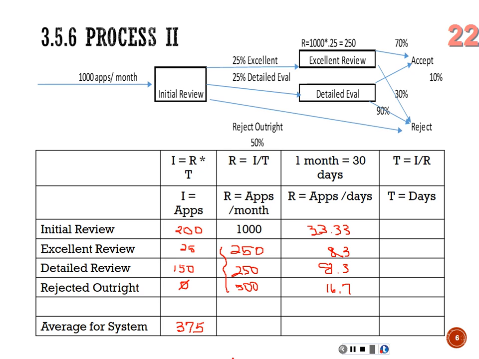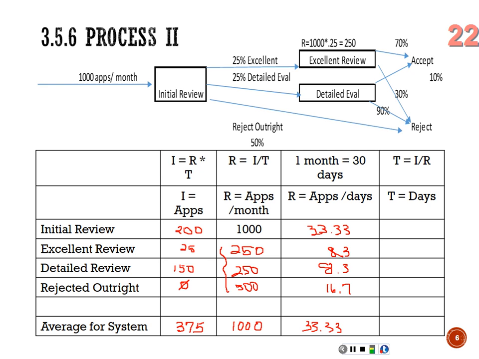Okay, all right, if I think about my throughput for the entire system, is it 1,000 apps per month, or 1,000 plus 250 plus 250 plus 500? It is 1,000, right? It stays consistent. So for the entire system, my throughput is 1,000 apps per month, or 33.33 apps per day. Now I have 2 out of 3 pieces of information for Little's Law, and I can come back and calculate flow time.